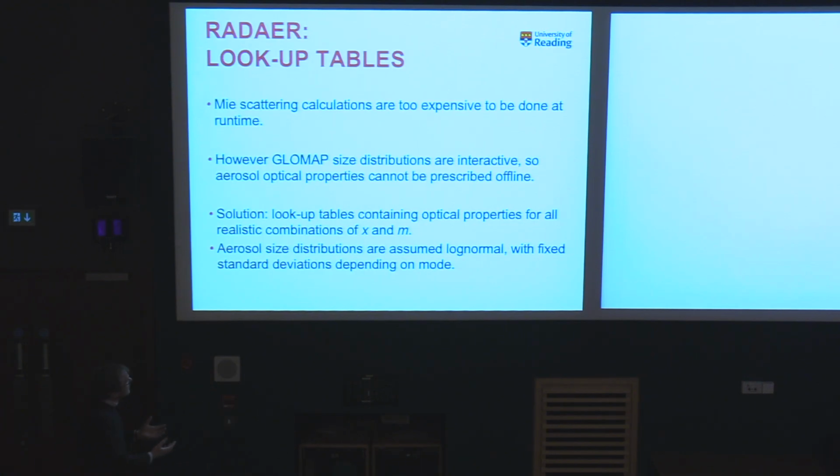So here the solution essentially is to have lookup tables which cover all the realistic combinations of Mie parameter and complex refractive index. To simplify things, there are some assumptions. The size distributions are assumed lognormal, so that's essentially a bell curve in logarithmic space. And the width of the distribution is fixed, so as to save one dimension of the lookup table.